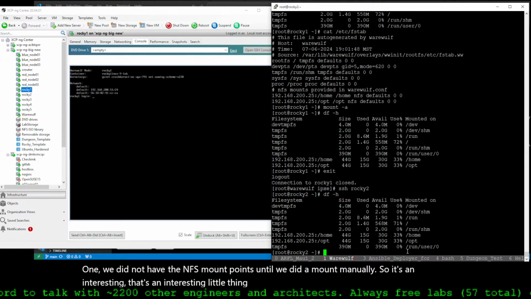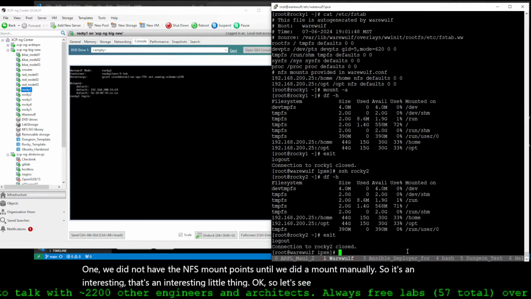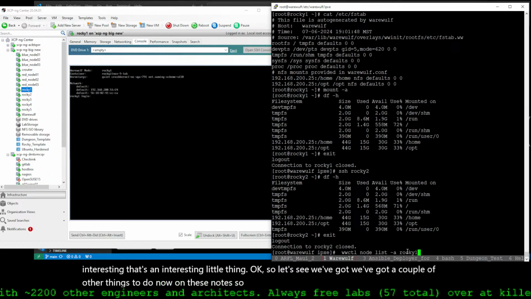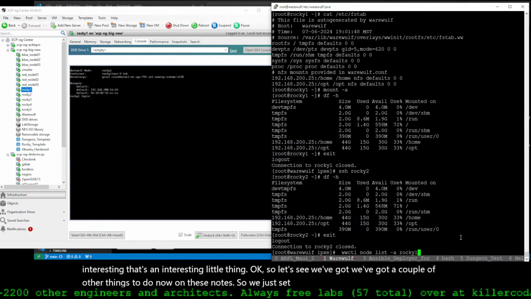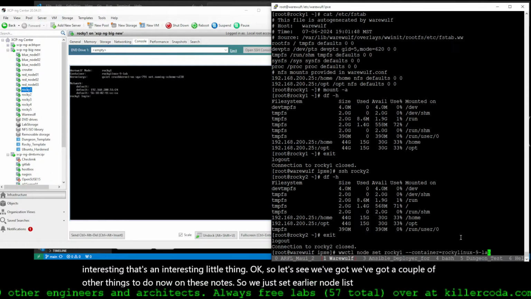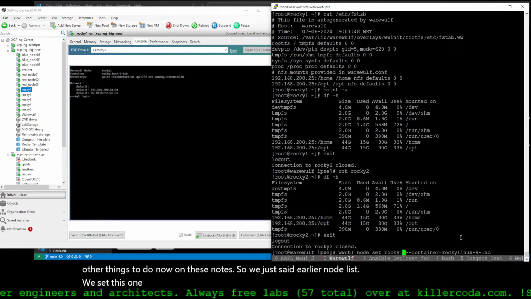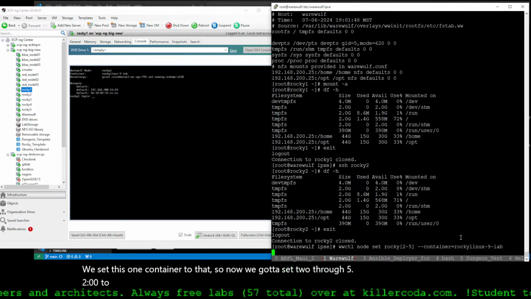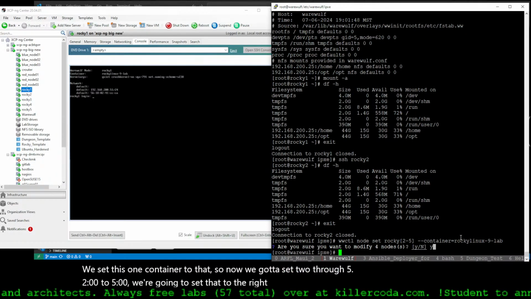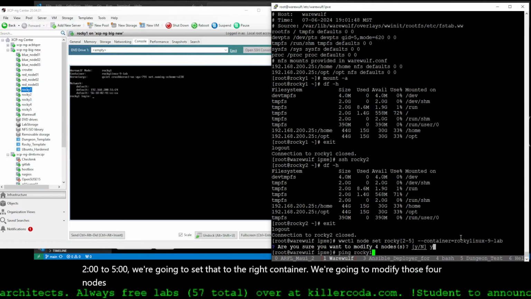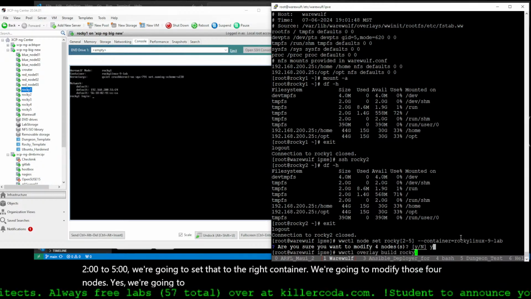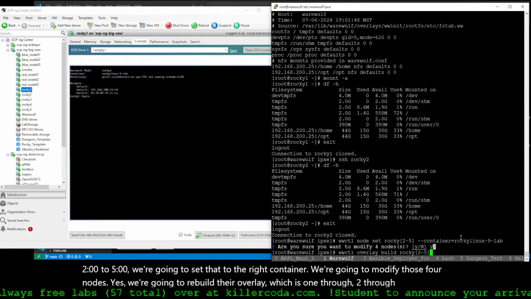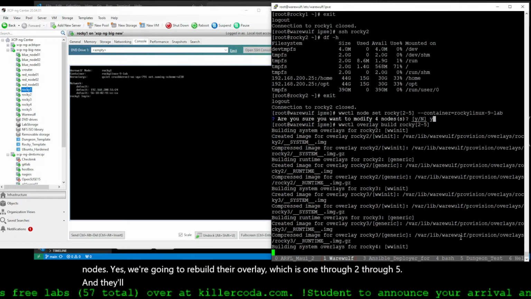Okay, so let's see. We've got a couple of other things to do now on these nodes. We just set the node list earlier, and we set this one container to that. So now we've got to set 2 through 5 to the right container. We're going to modify those 4 nodes. Yes. We're going to rebuild their overlay, which is 2 through 5, and it'll build just their overlays.